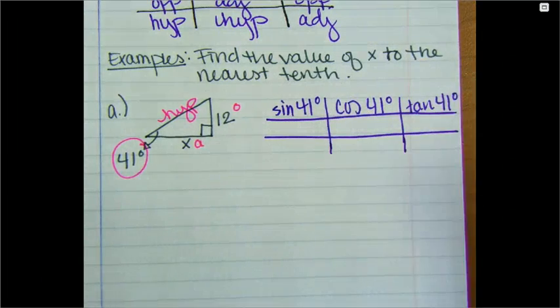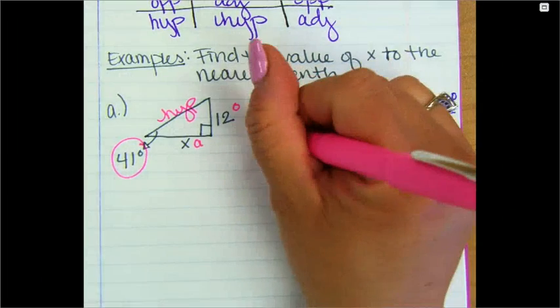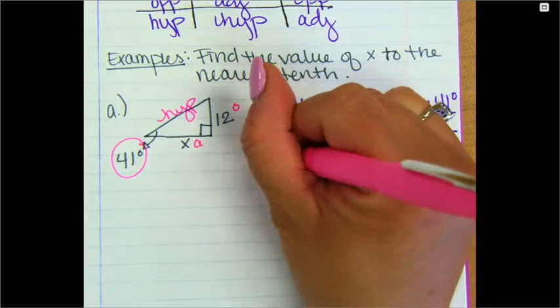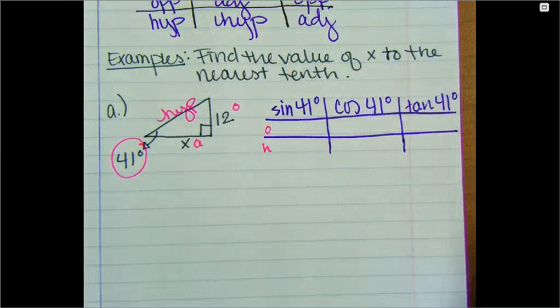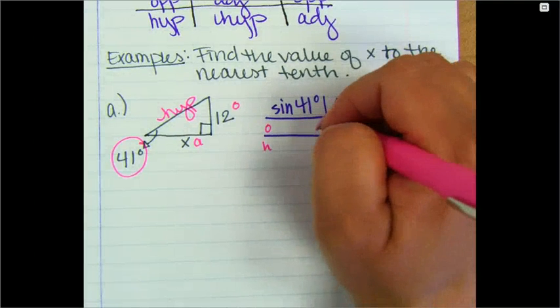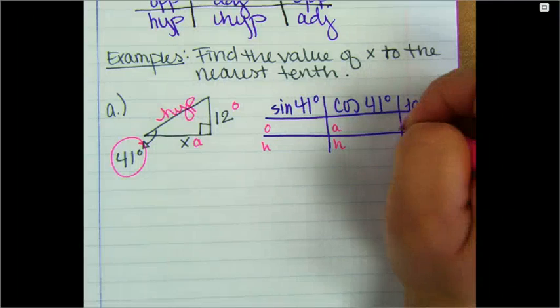Put the letters that correlate. So sine is what letters? What goes there? Opposite over hypotenuse. Cosine is what? And tangent is?